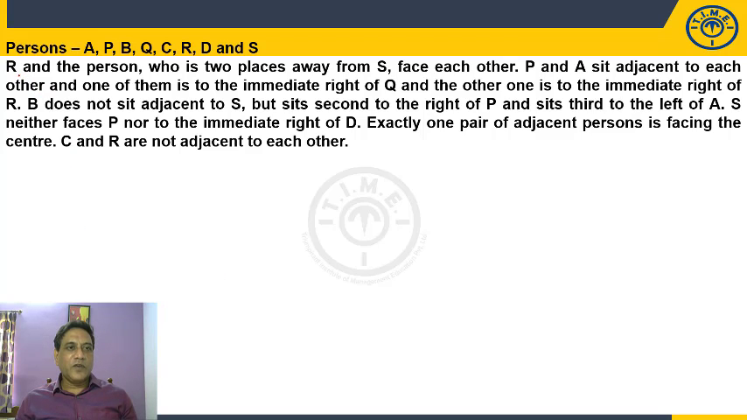Okay, we'll start with the first statement. R and the person who is 2 places away from S face each other. What is the advantage in circular arrangement? We can take the first person anywhere on the circle. In linear, we cannot take the first person blindly wherever we like, but in circular, we have that advantage. Let us go onward.